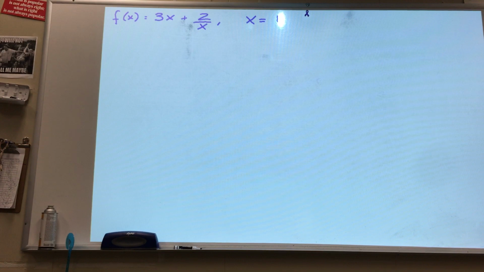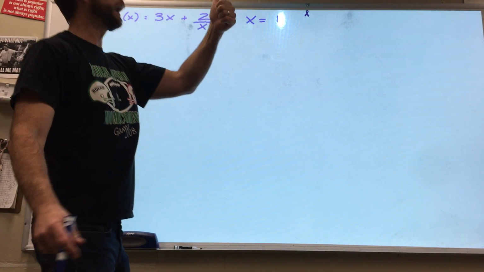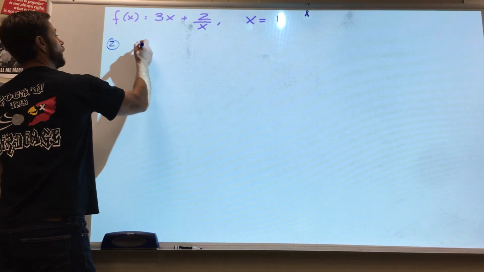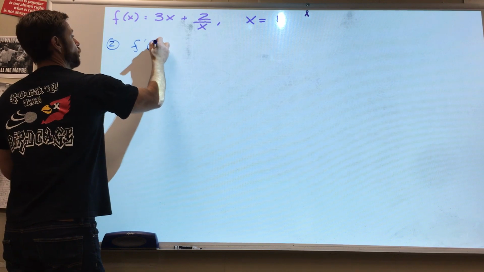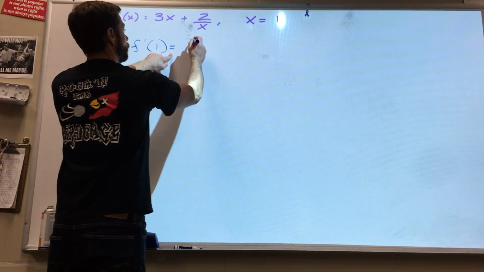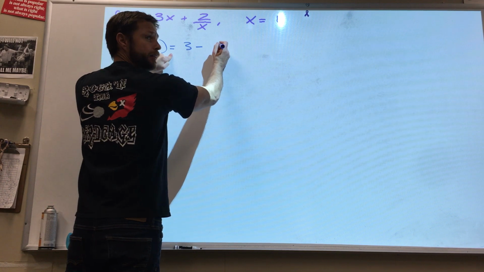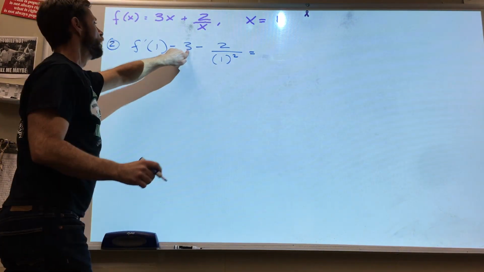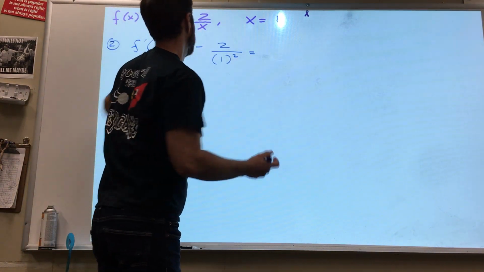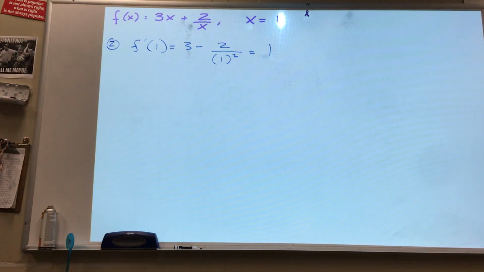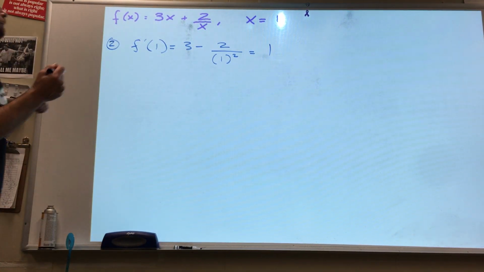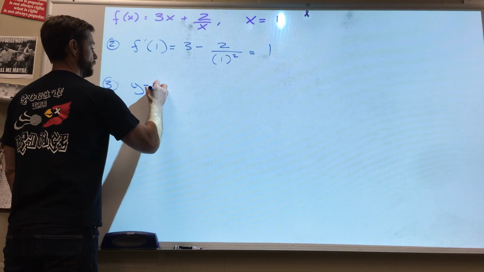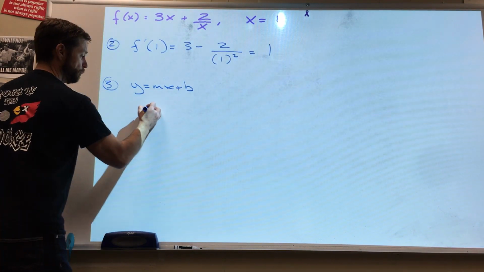So, step 2 and 3, evaluate the slope at x equals 1, and then write the equation of the tangent line. So, step 2, f prime of 1 is 3 minus 2 over x squared. So I've got 3 minus 2 is just 1. So the derivative at x equals 1 is 1. Step 3, write the equation of the line. y equals mx plus b. So help me out, please.